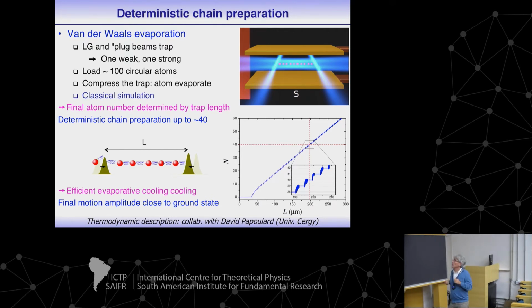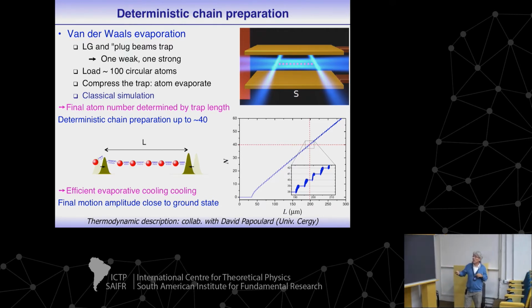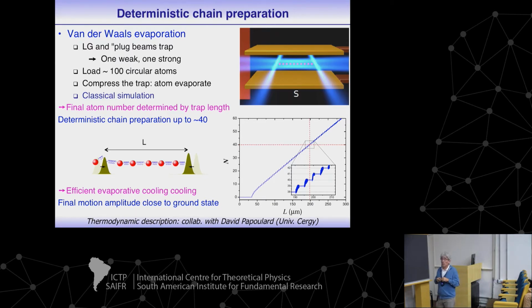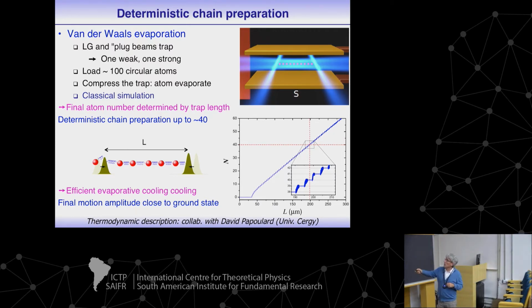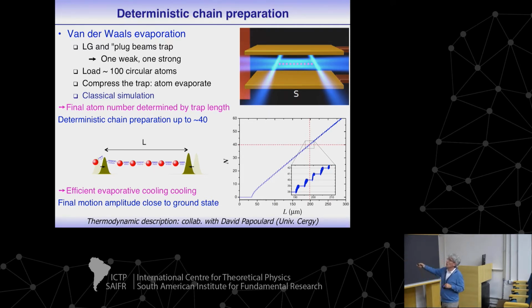I will not give you all the details about that, but we simulated the motion of the atoms during evaporation by numerically integrating the equations of motion of the atoms. So it's a classical model. And what you see on this graph is, as a function of the distance between the two plug beams, the variation of the average atom number in the trap between the two plug beams. You see that if you start with like 100 atoms, which is not represented here, as a function of the length between the two beams, the number of atoms reduces, evaporation proceeds.